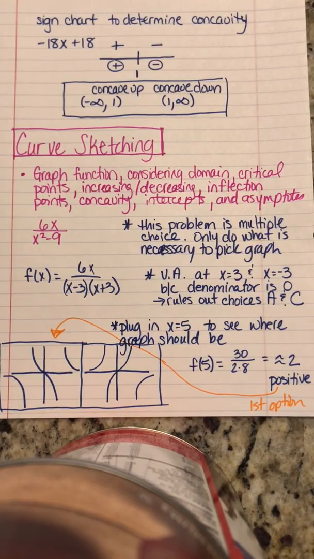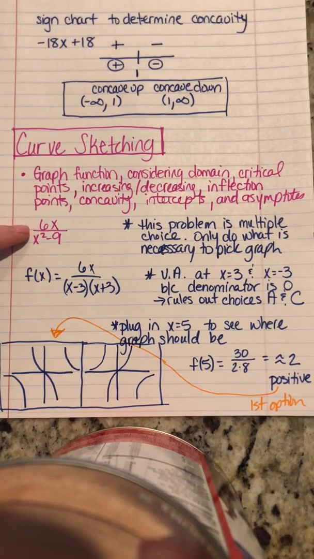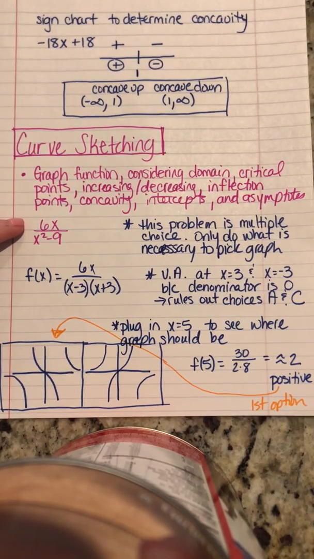Okay, curve sketching. So curve sketching, the problems look like this. Graph the function considering domain, critical points, increasing and decreasing sections, inflection points, concavity, intercepts, and asymptotes. Do you have to look at all of that? Absolutely not. Do the least amount possible to pick your graph. In fact, this problem that was on the test, you don't even need to use calculus to pick your graph. So this is the function.